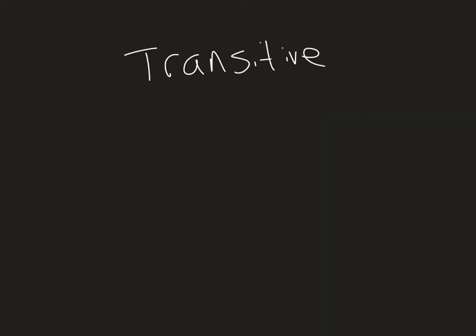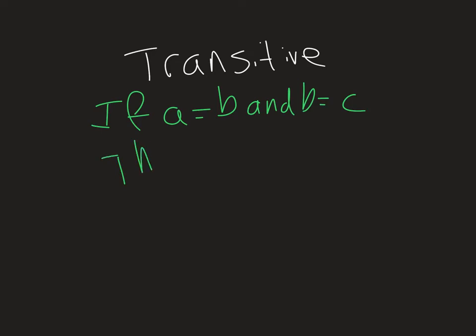Let's talk about transitive property. So transitive property is a very powerful result in mathematics. If A equals B and B equals C, then I can deduce that A is equal to C. Now again, this could be expressions, it could be numbers, it could be whatever, but this will always hold true. If two things are equal to the same thing, then they must be equal to each other.